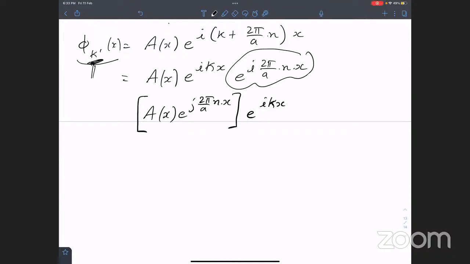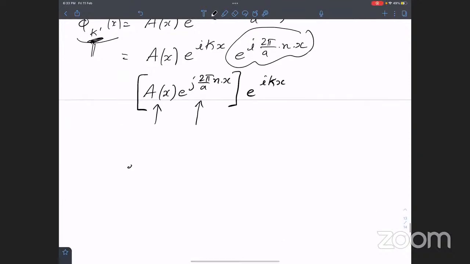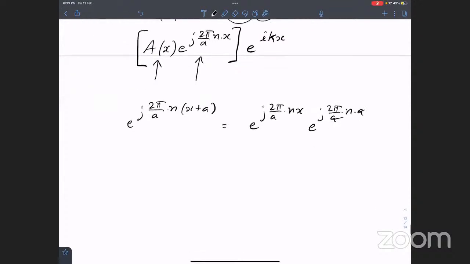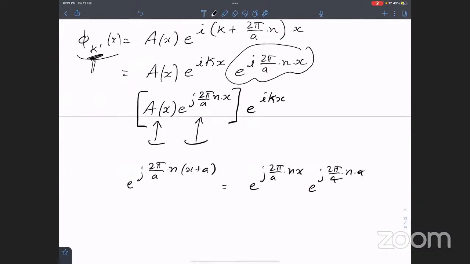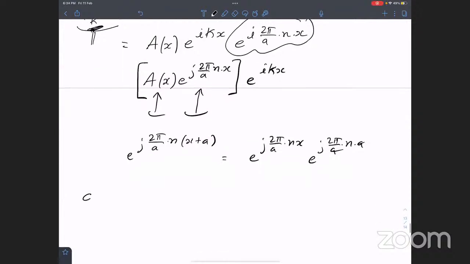Now, what I show you is that this part is anyway periodic with a. This part also is actually periodic with a. Why? Because if I consider this function, 2 pi by a n into x plus a, it is equal to e to the power j 2 pi by a n x times e to the power j 2 pi by a n into a, which cancels. So clearly, both of these functions are periodic with a. So I can club them together and write like this.